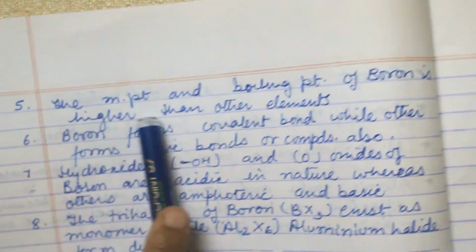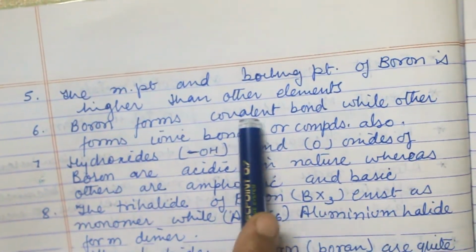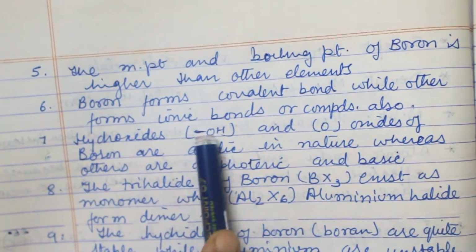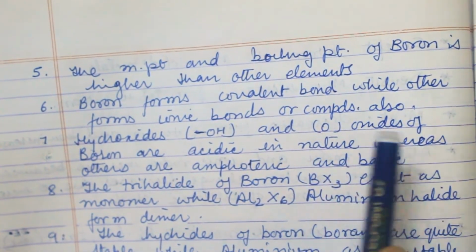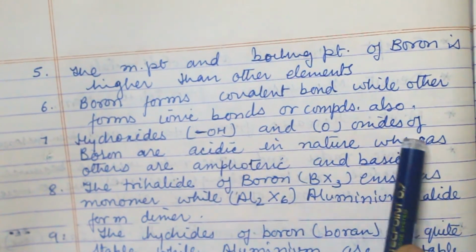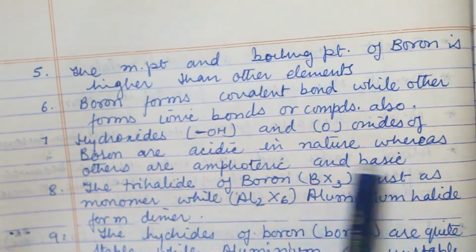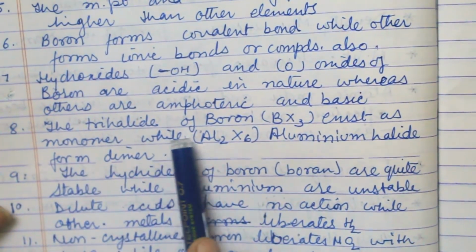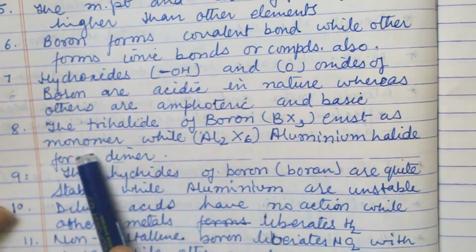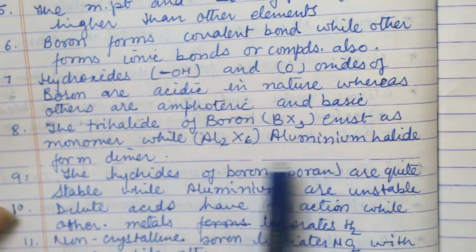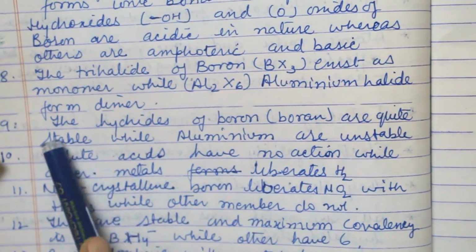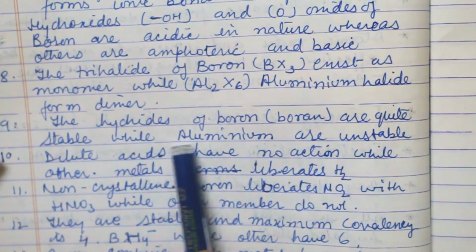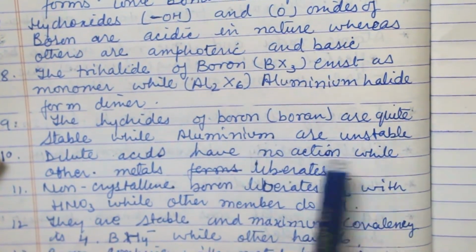Next, the melting and boiling points of boron are higher than those of other elements. Boron forms covalent bonds while others form ionic bonds or compounds. Hydroxide and oxide of boron are acidic in nature, whereas others are amphoteric and basic. The trihalide of boron exists as a monomer while aluminum halide forms a dimer. The hydrides of boron, that is boranes, are quite stable while those of aluminum are unstable.